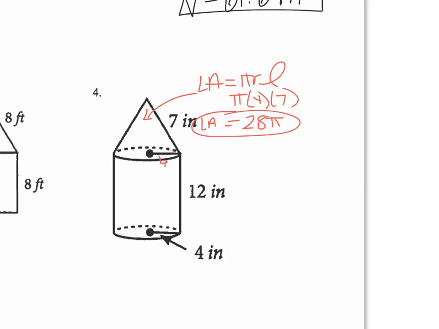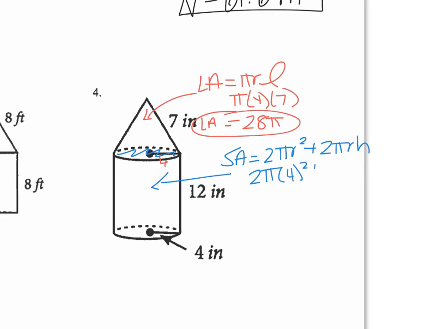So now if I want to find the lateral area of my cylinder, it's going to take away both of these bases. So instead, I'm just going to find the surface area, and then I'm going to subtract the area of that base. So surface area is 2 pi r squared plus 2 pi rh. So 2 pi, my radius is 4, plus 2 pi, my radius is 4, my height is 12. So I get 128 pi.